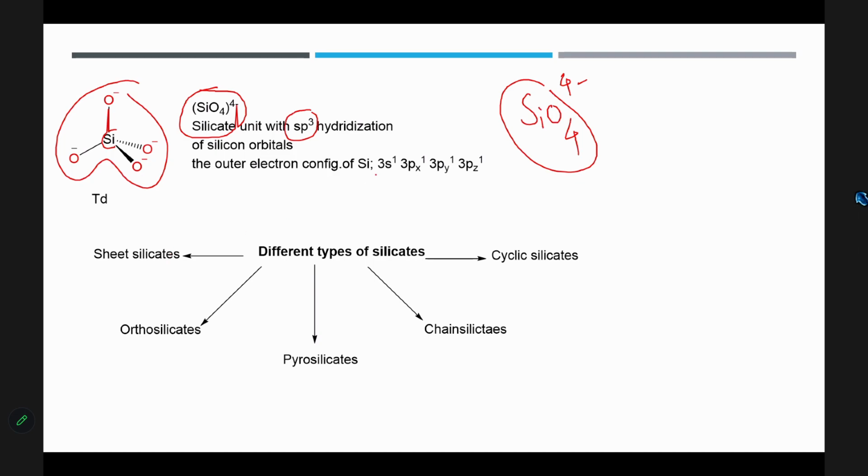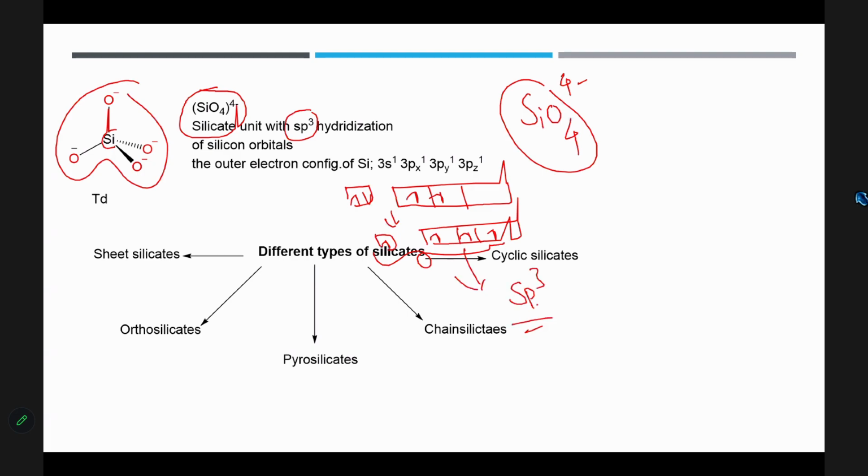Why is it sp3? Just like SiF4, which I said has tetrahedral geometry, just like CCl4. See here we have 3s2 in the ground state. In the excited state, this s electron goes to the p orbital, giving 4 unpaired electrons. All these mix and form hybridized sp3 orbitals. That's why silicate prefers to have tetrahedral geometry with sp3 hybridization.